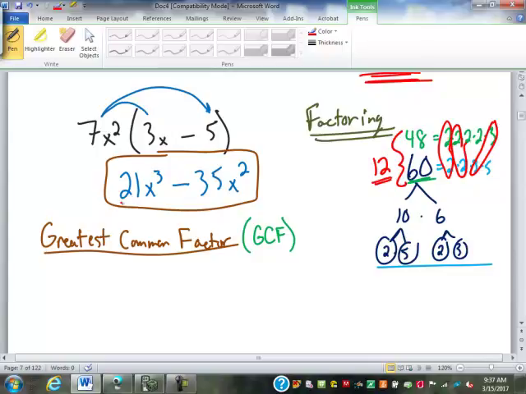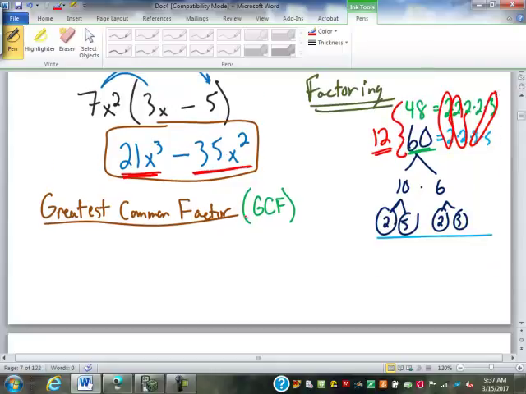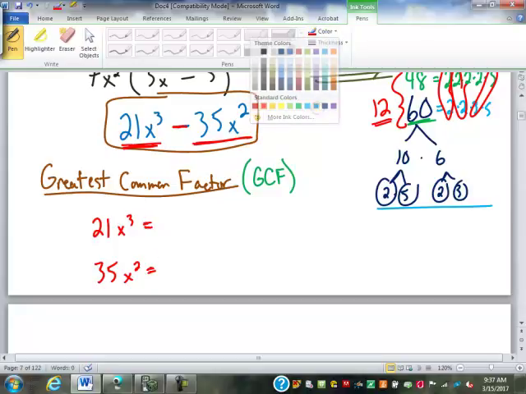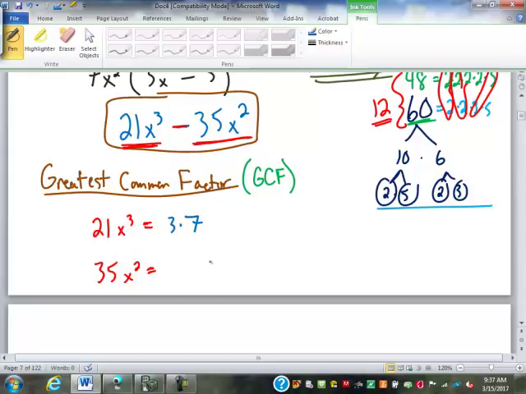So here we need to find the greatest common factor of 21x to the third and 35x squared. To do that, we can use this factoring again. Notice I'm ignoring the negative here. That's just going to come into play later when we go to divide back out our greatest common factor. So 21 is just 3 times 7 for the numbers. X to the third is 3 x's. 35 is 5 times 7, and x squared is x and x.